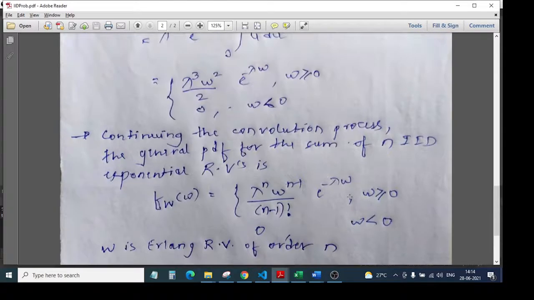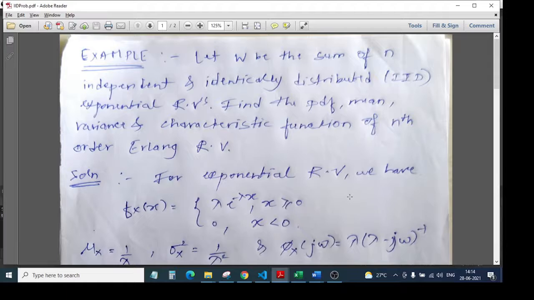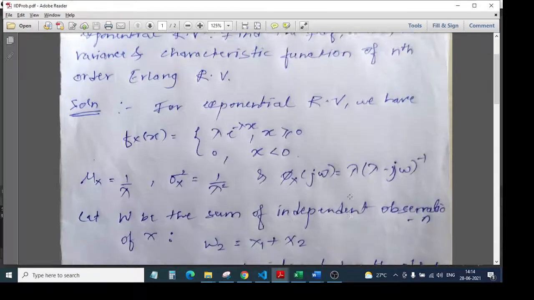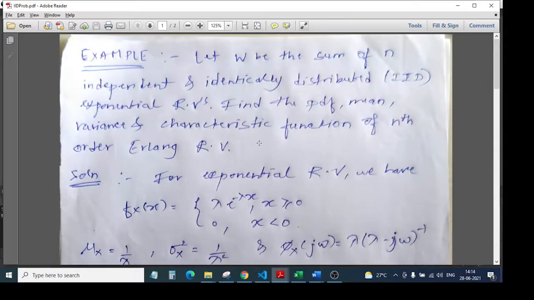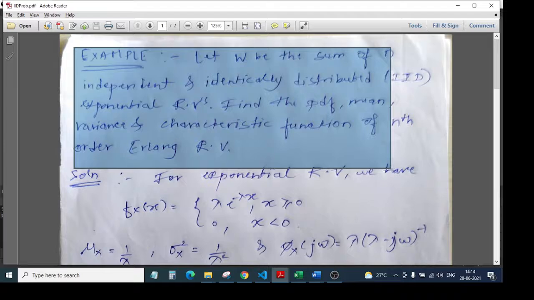So I hope the problem is clear. They might ask this problem as a derivation, for example, they might ask you to derive the PDF, mean, variance and characteristic function of nth order Erlang random variable. Such type of question they may ask, or they might ask it in the form of a problem as well. Anything could be done, any one of them.